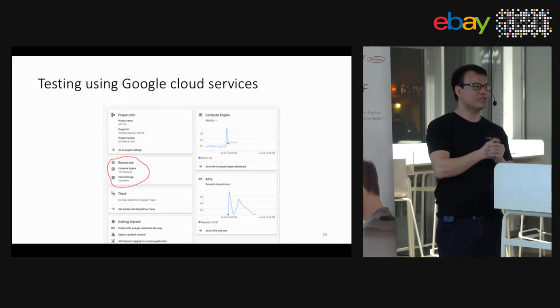We only use 2 services. One is computing power, basically a virtual machine. And second is storage, because the data is large, we need Google storage.